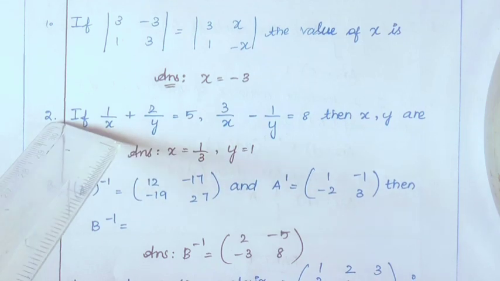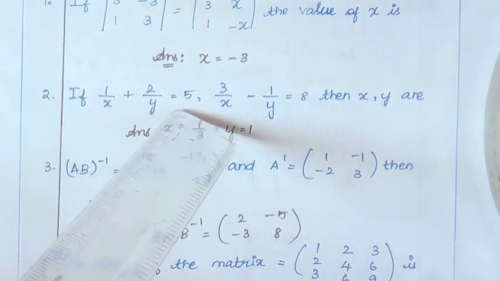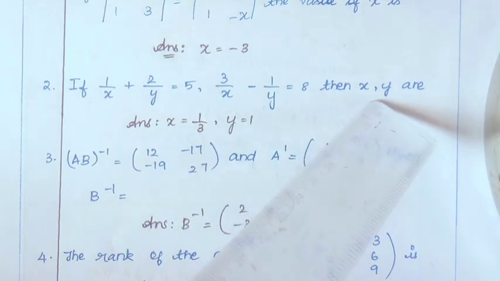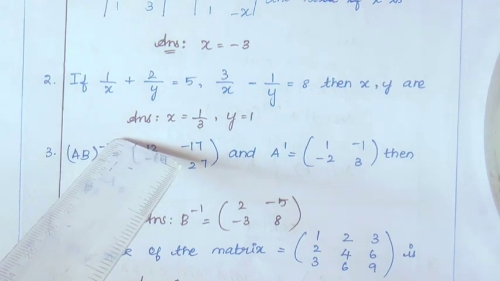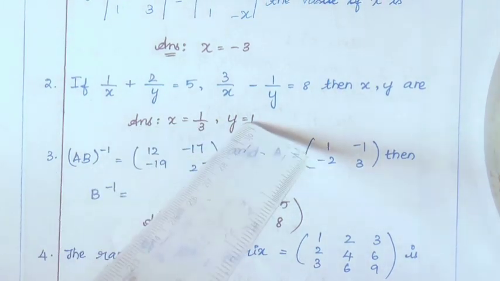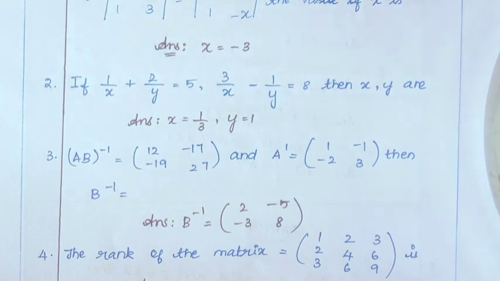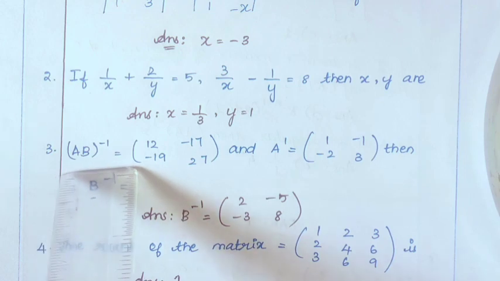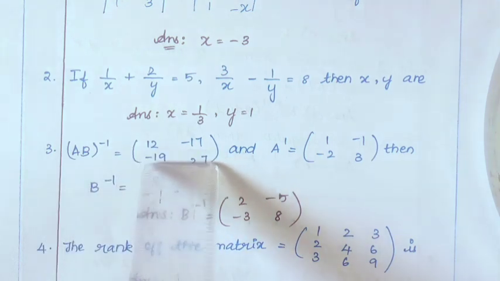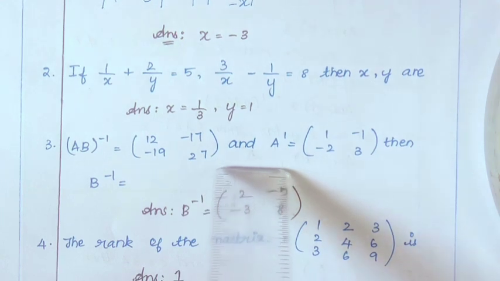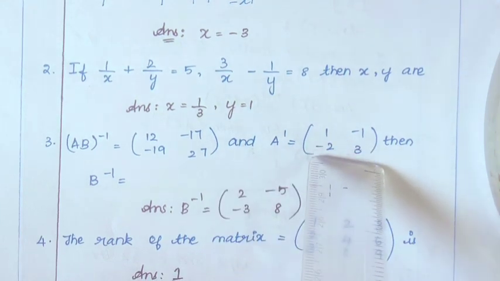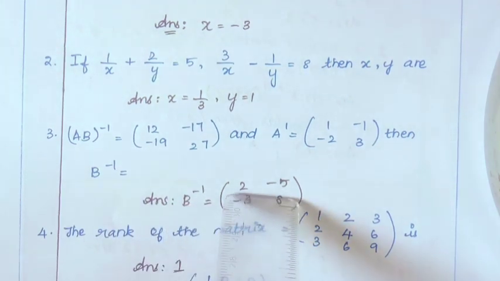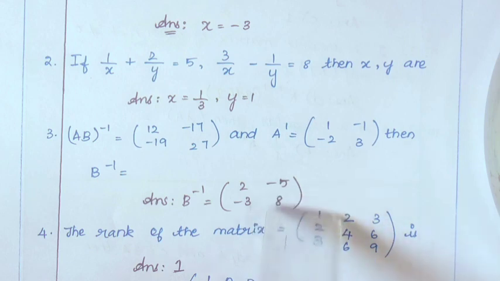Next, second question. If 1/x + 2y = 5 and 3x - 1/9 y = 8, then x, y are: the answer is x = 1/3, y = 1. Next, third question. (AB)^-1 = [12 -19; -17 27] and A' = [1 -2; -1 3]. Then B^-1 is equal to [2 -3; 5 -8].